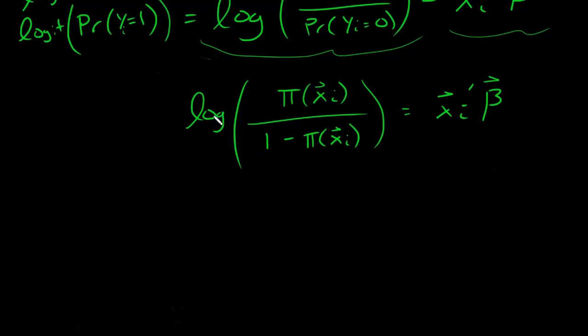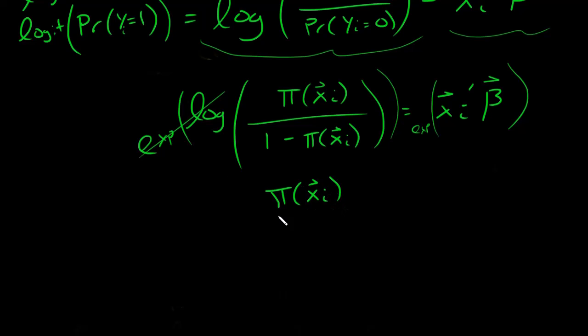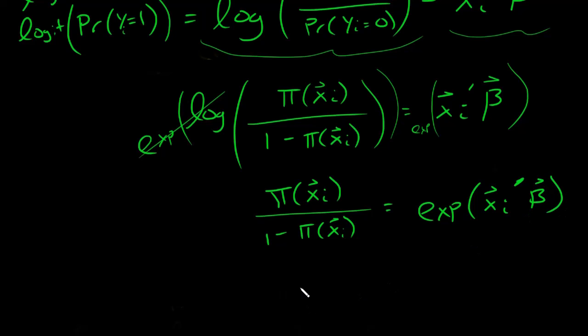So first, let me go ahead and take e to the power of both sides. So the e and the log cancel, and I end up with pi of xi over 1 minus pi of xi equals e to the power of xi transpose times beta. Now I just need to do some math to solve for pi of xi.